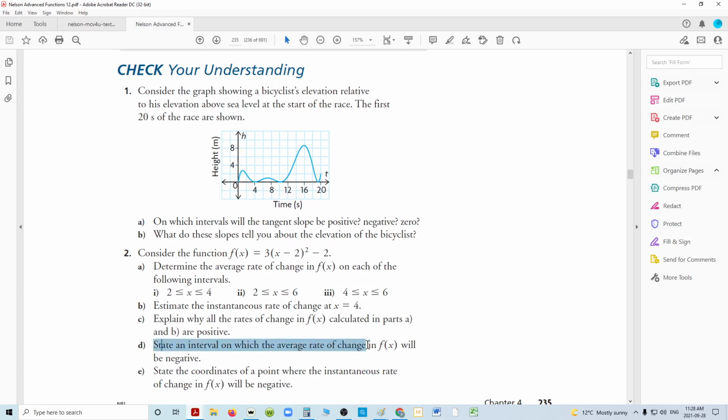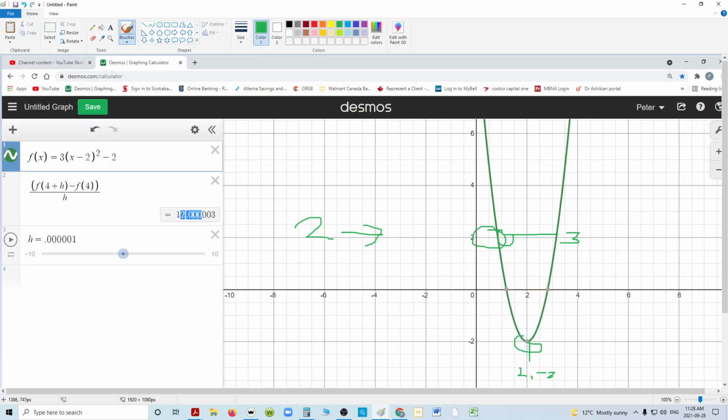State an interval in which the average rate of change of f(x) will be negative. Well, there are lots of intervals here. Anywhere to the left of x equals 2. So if I take it from x equals 0 to x equals 2, the slope will be, very roughly, here in red. If I take it, for instance, between 1, which is about there, and 2, that's the slope right there. And I didn't even quite get it on the line on the graph, but there. That's the average rate of change between 1 and 2. It's negative.